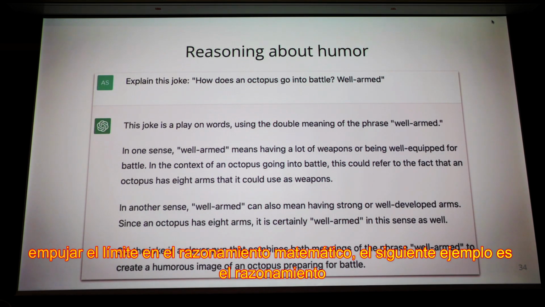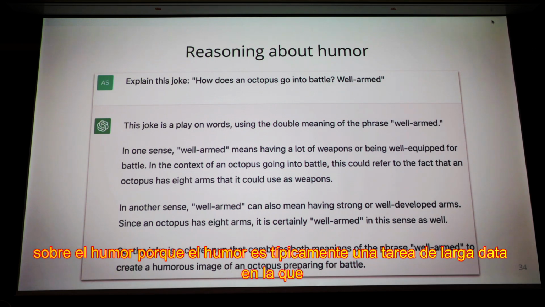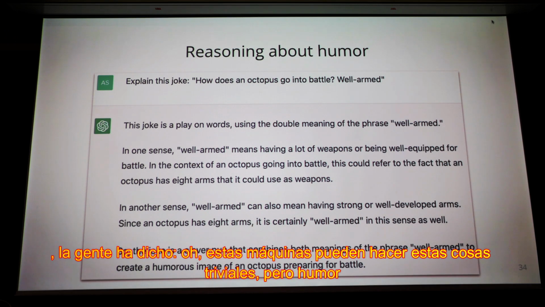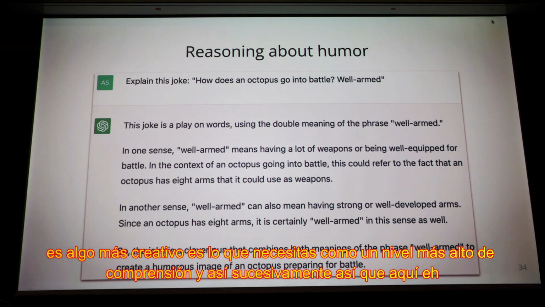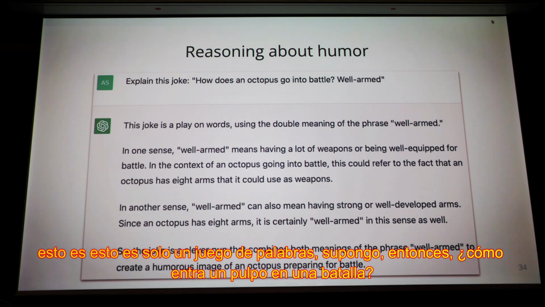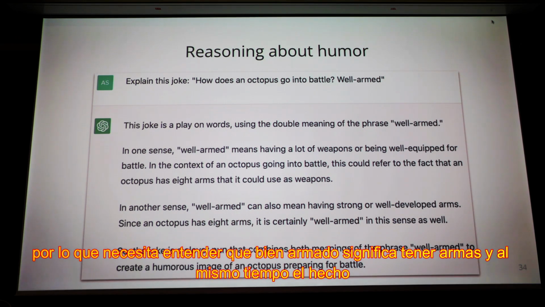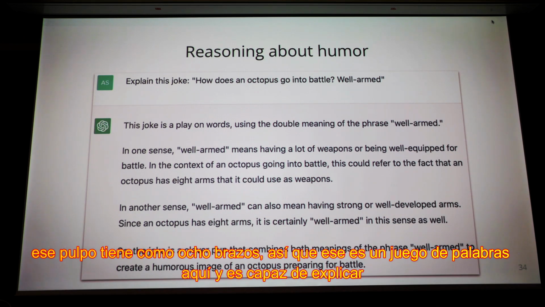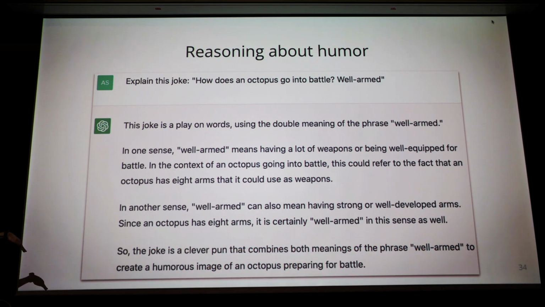The next example is reasoning about humor, because humor has typically been a long-standing task. People said machines can do trivial things, but humor is more creative and you need a higher-level understanding. So here, this is just a pun, I guess. How does an octopus go into a battle? Well armed, right? It needs to understand that well armed means having arms, and at the same time the fact that an octopus has 8 arms. That's the pun here, and it's able to explain why this is the case.